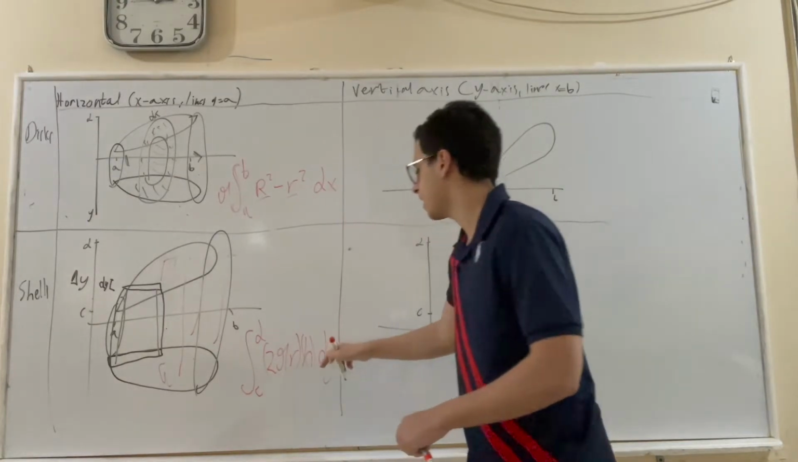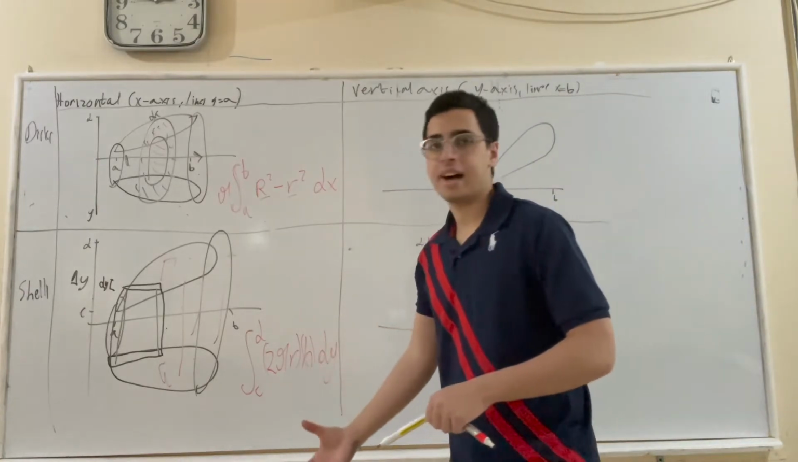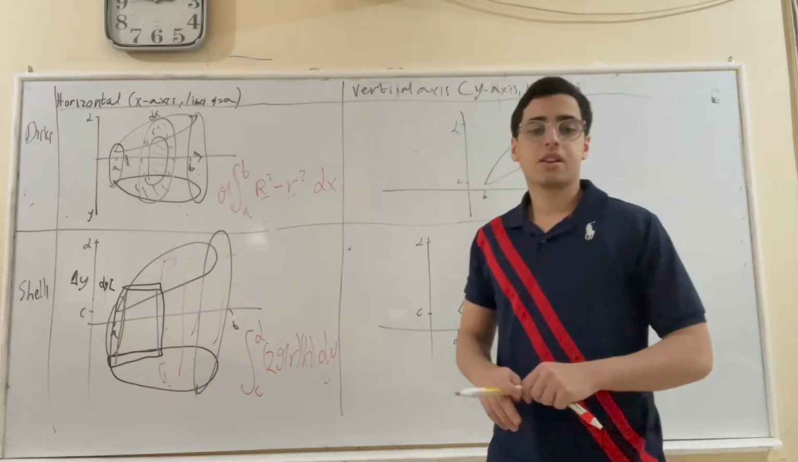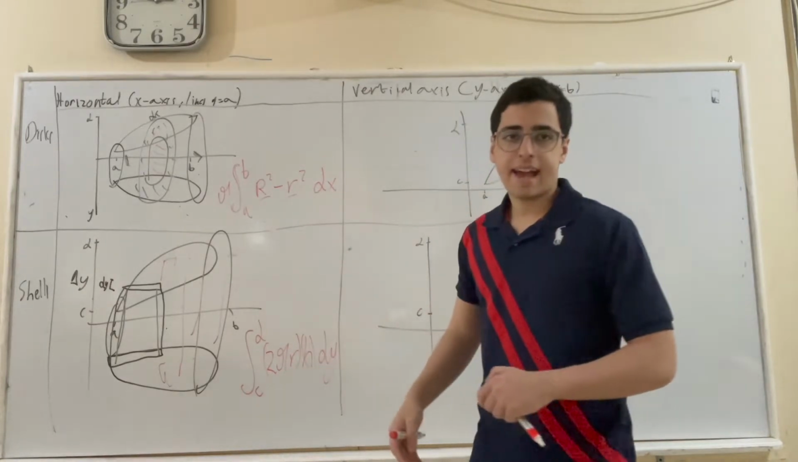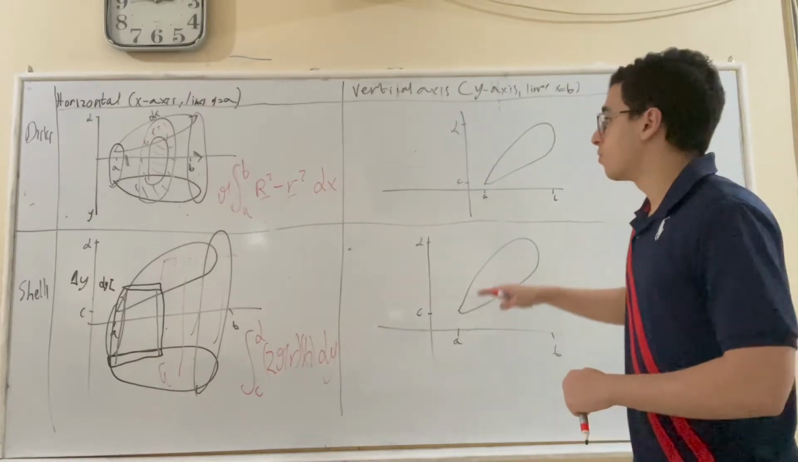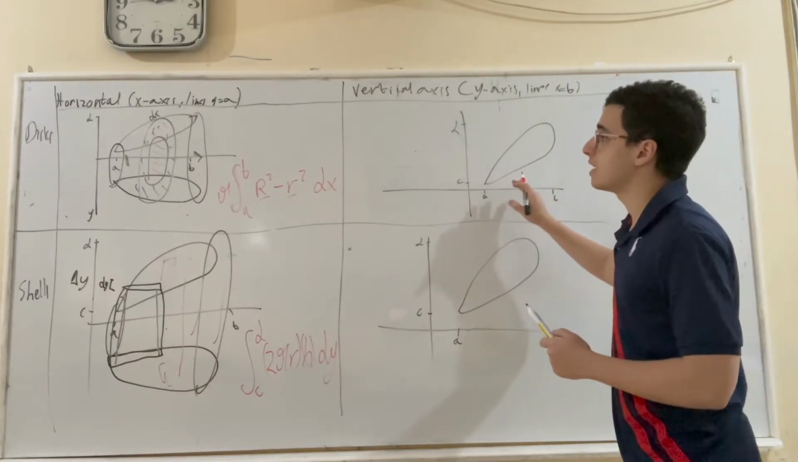Circumference multiplied by the height multiplied by the dy. And of course the height here being the shell height. So yeah, this is how to find it on the x-axis. Now for the y-axis, it would look a little bit different for the discs.